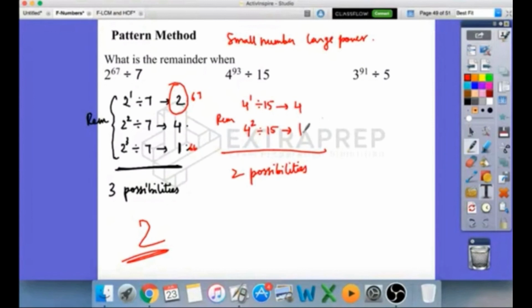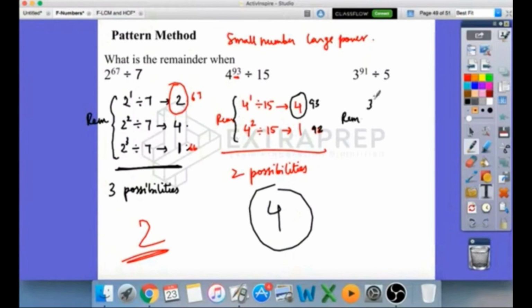So 4 square, 4 power 4, 4 power 6, 4 power 8, and so on. What is the number divisible by 2 before 93? It's 92. So for 92, you get 1 again. So for 93, this is your answer, 4. Okay. Then the same process.